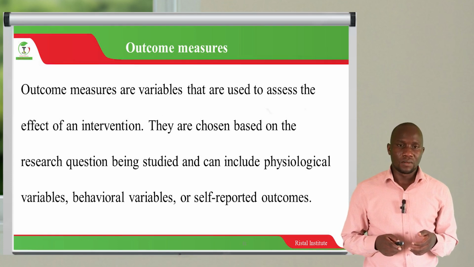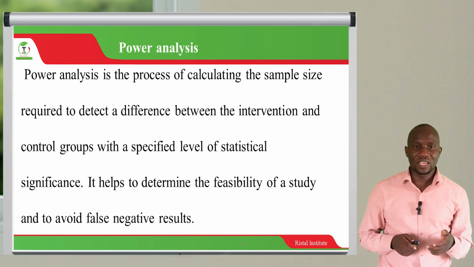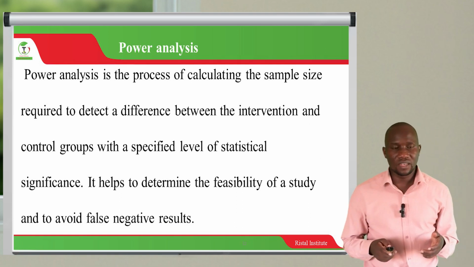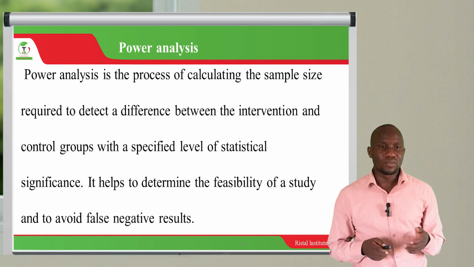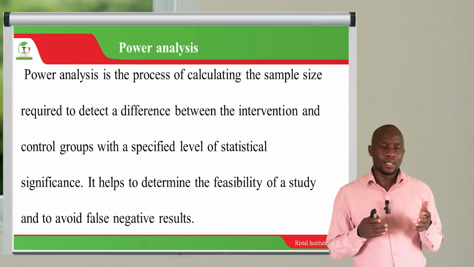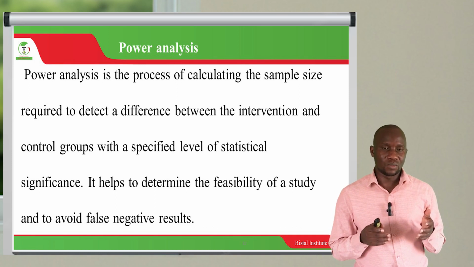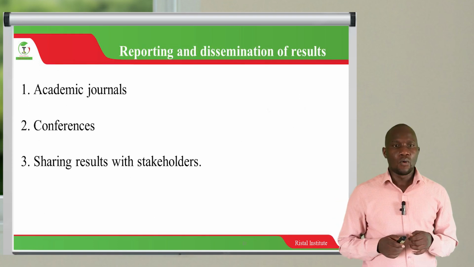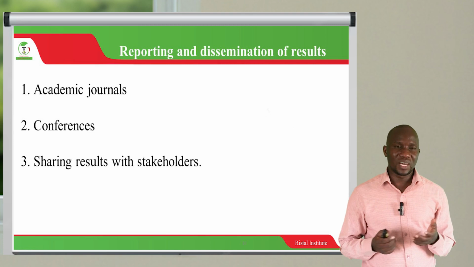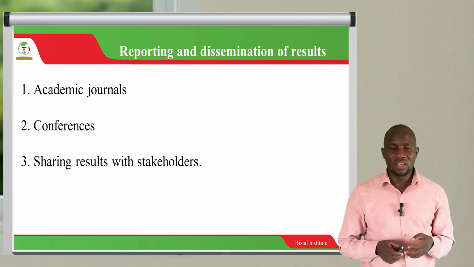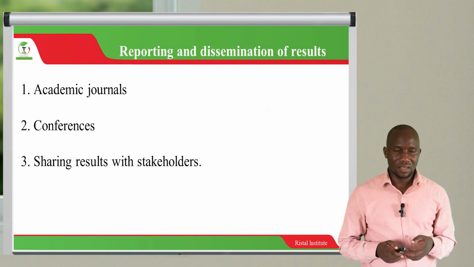Power analysis, in relation to sample size, is used when determining the sample size. If you have a small sample size, it is very difficult to reach adequate power. When you're done with the data collection and analysis, you can now disseminate your study report through academic journals, conferences, or even share your report with key stakeholders.